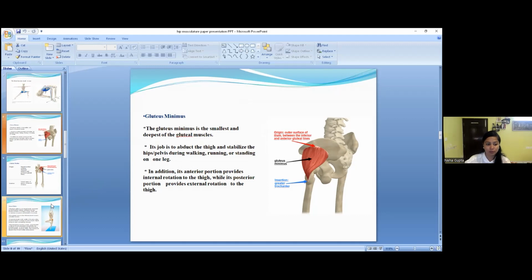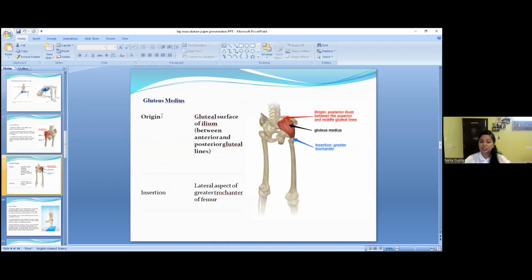That's why we'll talk about gluteus medius now. The gluteal surface of the ilium is the origin, and the lateral aspect of the greater trochanter of the femur is the insertion.